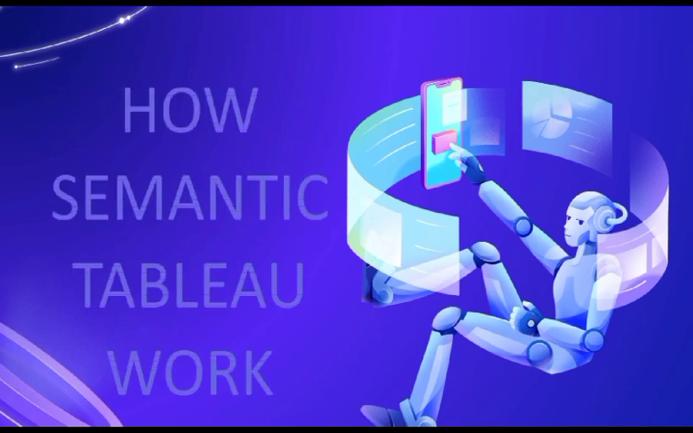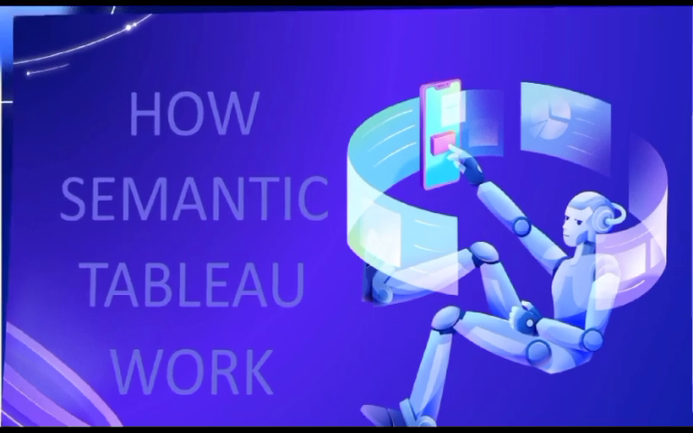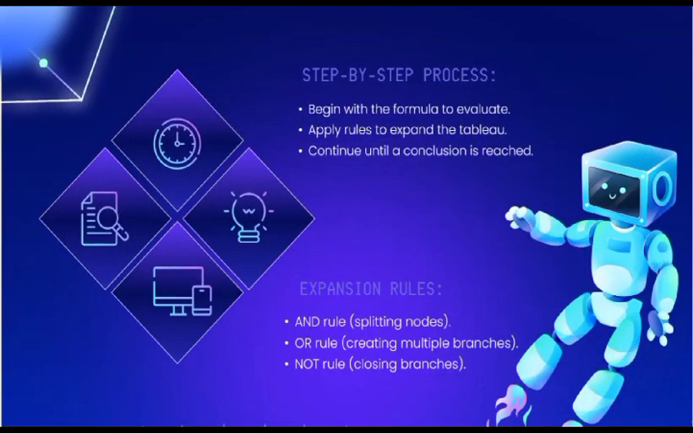How does a semantic tableau work? We navigate the semantic tableau process step by step. First step will begin with the formula to evaluate, and continue with applying the rules to expand the tableau. We have to continue until the conclusion is reached. Key rules included are and, which splits nodes or creates branches, and not, closing the branches. The process is systematic and ensures comprehensive analysis.